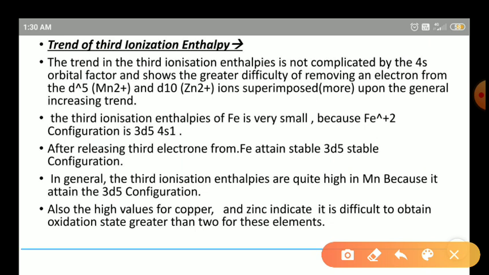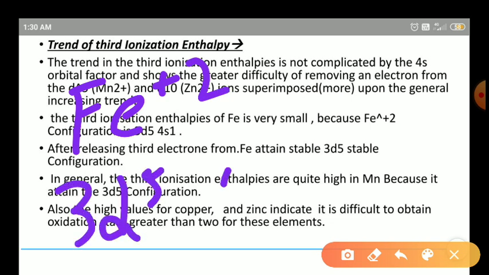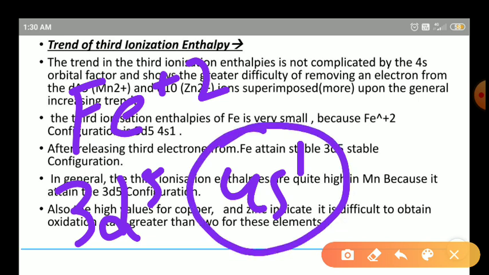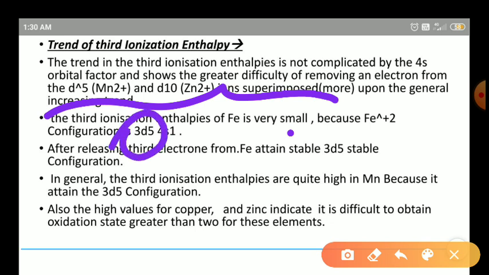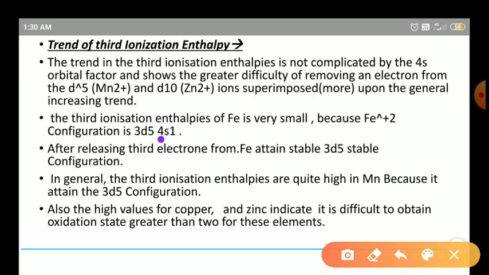The third ionization enthalpy of iron is very small here, because iron +2 attains the 3d5 and 4s1 configuration. So less energy is required to remove the third electron, because it wants to attain the most stable 3d5 configuration, so it easily releases one electron from the outermost orbital.